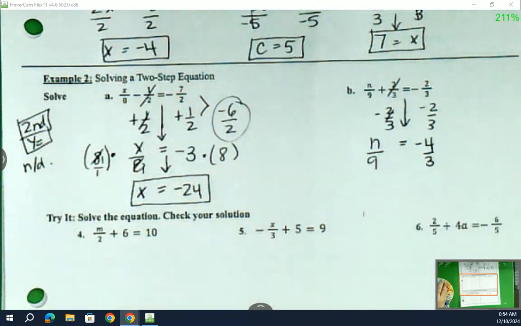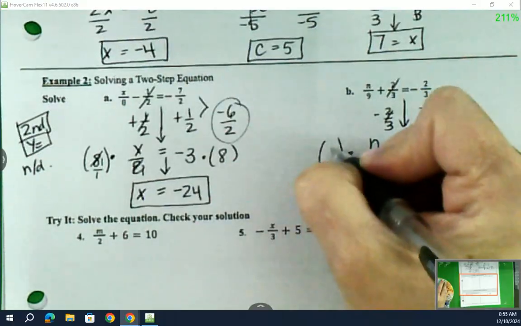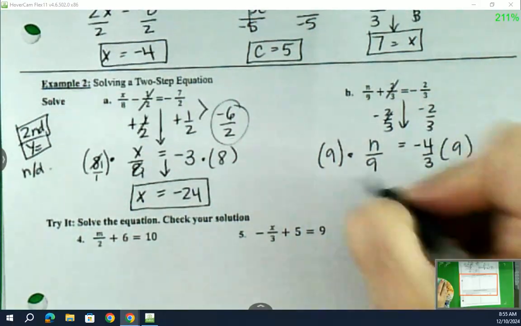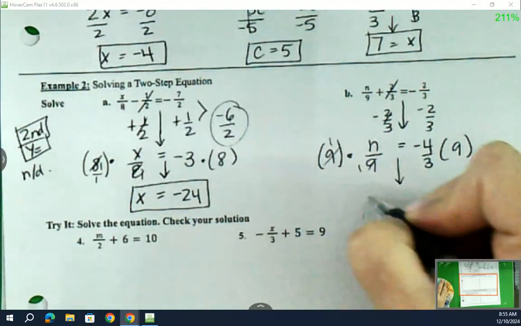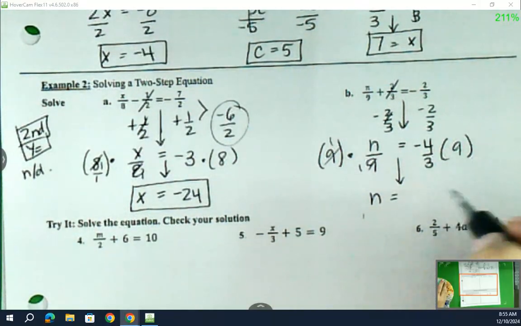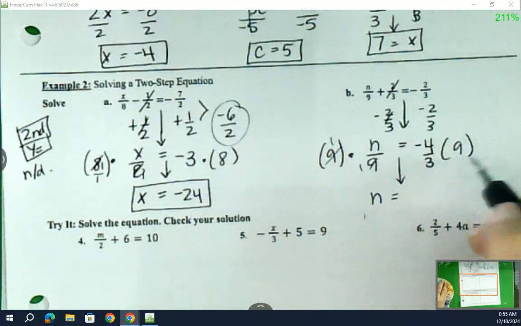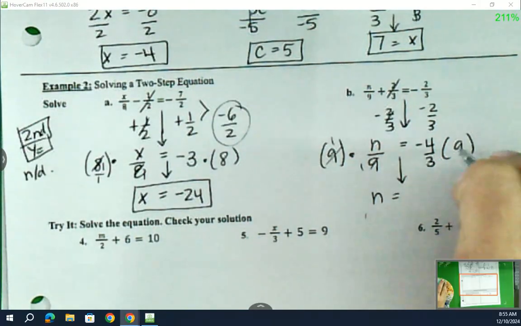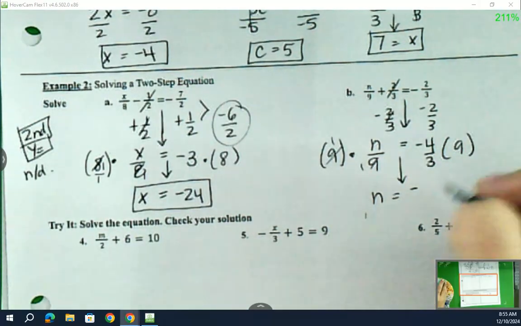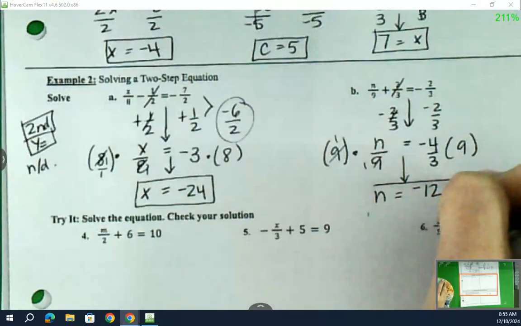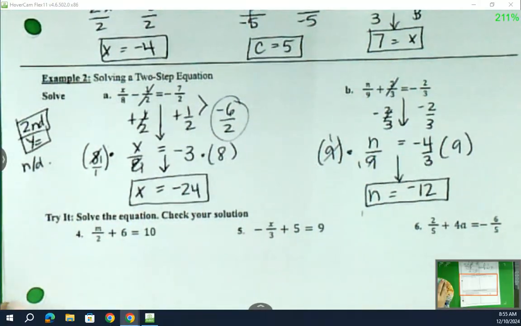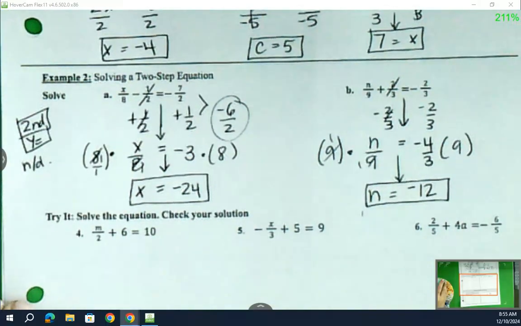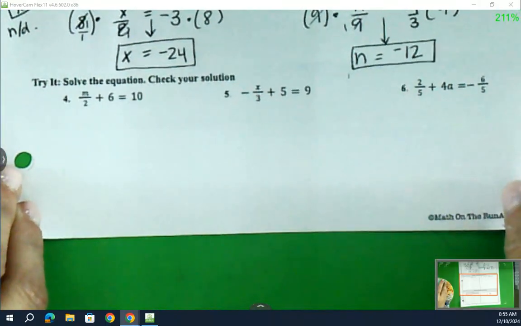To undo a division of 9, we're going to multiply both sides by 9. So here we get 1n, which is just n equals, and then typing this out on our calculator, negative 4/3 of 9. Negative times positive is negative, and if you work that out, it works out to be n equals negative 12. Again, we can pause this video and have you try the next 3 questions and then come back to check your work.